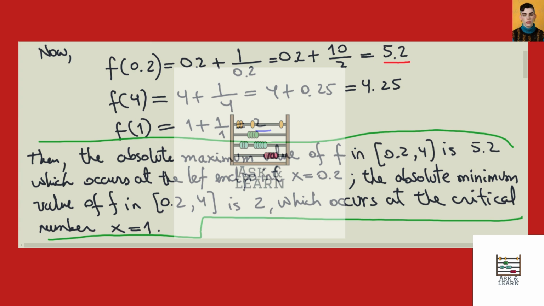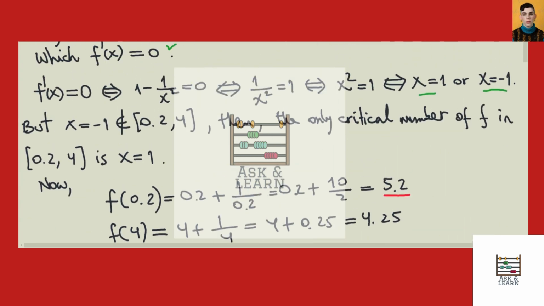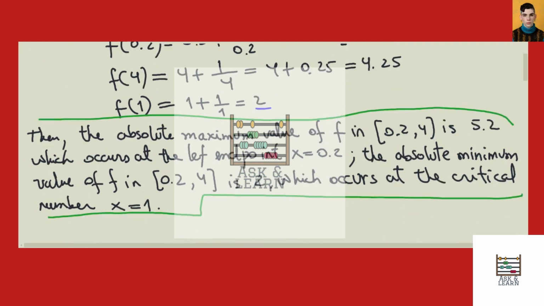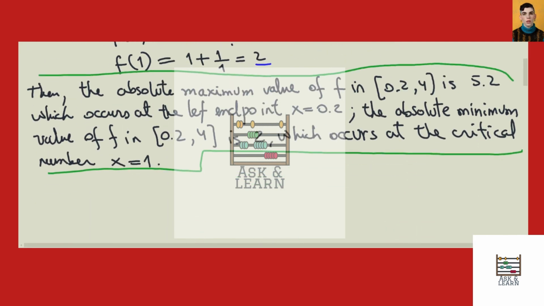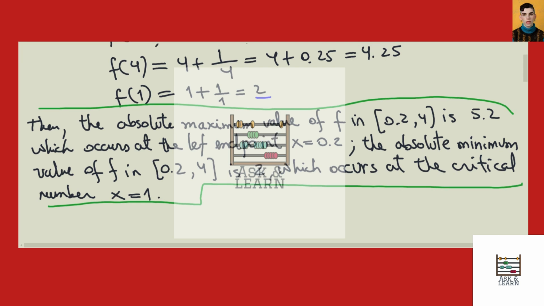And remember, we know that this value x = 1 is the only critical number of f in the interval [0.2, 4] because the other possibility, which is -1, is not within the interval. So this is the only critical number of f and is in fact the value where the function attains its absolute minimum over the interval.